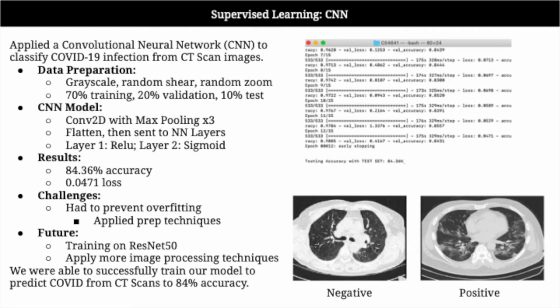For the supervised portion, we decided to use convolutional neural networks in order to predict whether or not someone has COVID based on a lung CT scan. When it came to data cleaning, we had it prepped to scale from 0 to 255, did a random shear of 0.2 and a random zoom of 0.2 in order to avoid some degree of overfitting when it came to training. In addition, we also used data augmentation with the image data generator class.